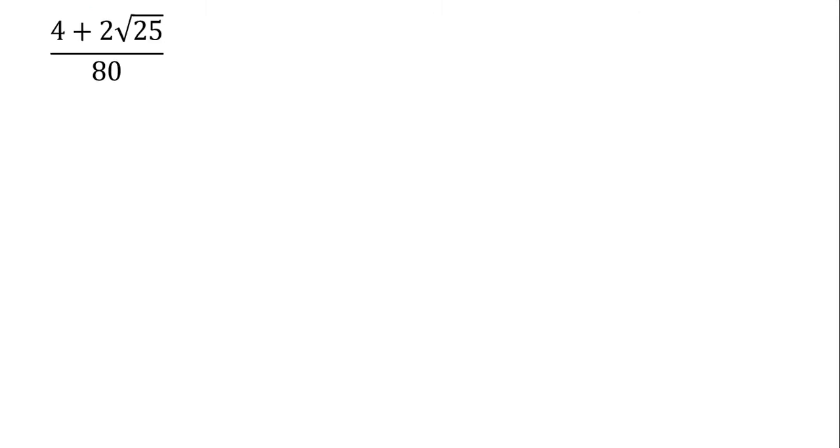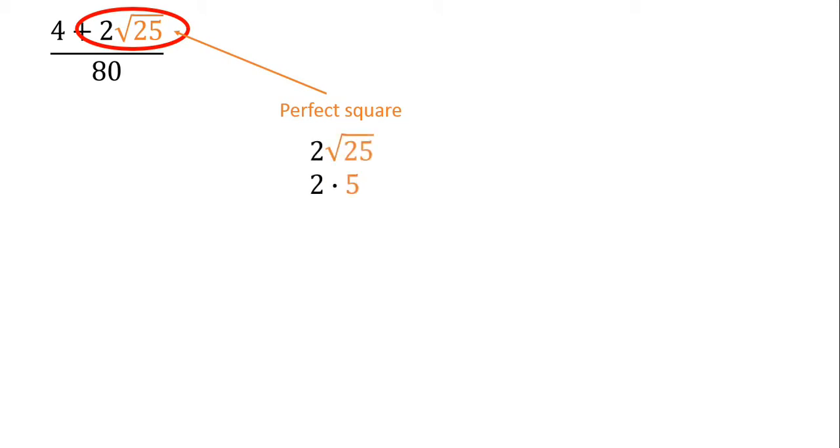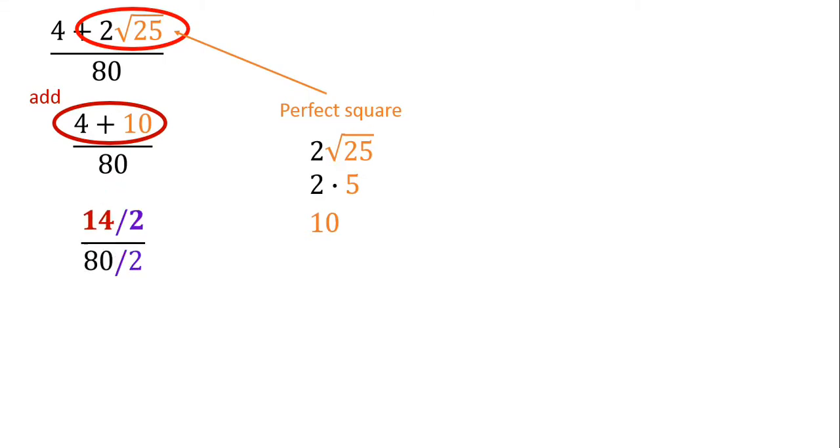Problem 4. Try this one on your own. The first thing I'm going to do is simplify 2 square root 25. 25 is a perfect square, and the square root of 25 is 5. To replace 2 square root 25 will be the number 10. I'll add 4 and 10. That will give me 14 over 80. Reduce those both by 2, and that will give me 7 over 40.